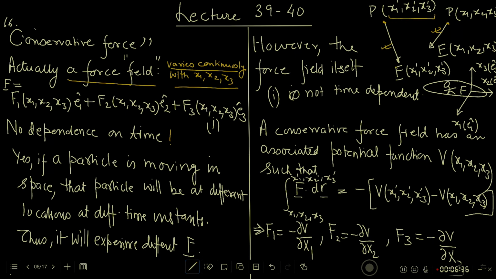In general, I would like to write the conservative force field as this. It has three scalar components referred to a coordinate system of interest that I have fit here in reference frame F. It will have a component along E1, a component along E2 and E3. And I have put these x1, x2, x3 in the parenthesis here, indicating that these scalar components are actually functions of where the particle of interest is, the location.